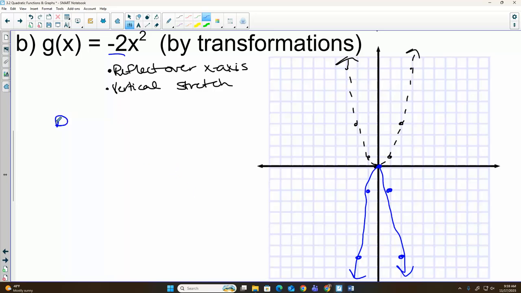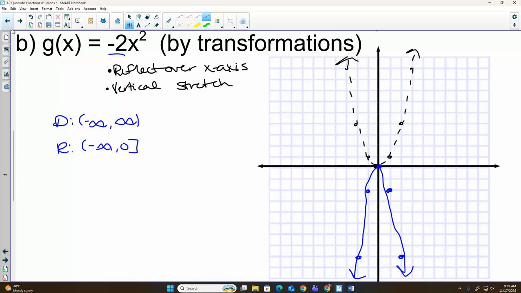What's the domain of that one? Domain is the x, left to right. The range is my y. Now that one's coming from negative infinity to 0, and we get a bracket because we do hit it.